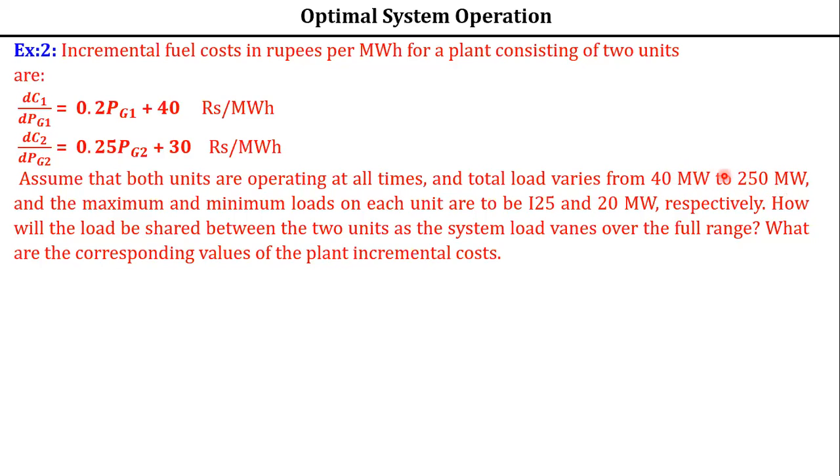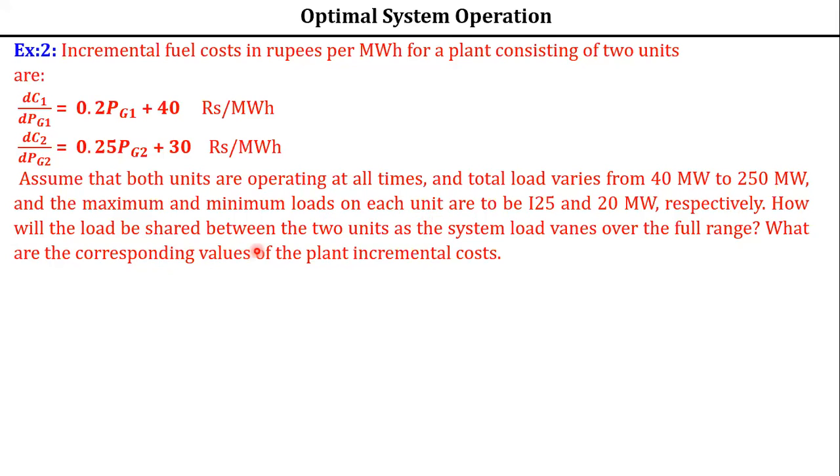Okay, so the maximum and minimum loads on each unit are 125 and 20 megawatt. You see here generator limits have been given. That means what is the minimum loading on plant 1? It is 20 megawatt. Also plant 2, it is 20 megawatt. So what is the maximum load on plant 1 and plant 2? It is 125 megawatt, because they are given for each unit respectively.